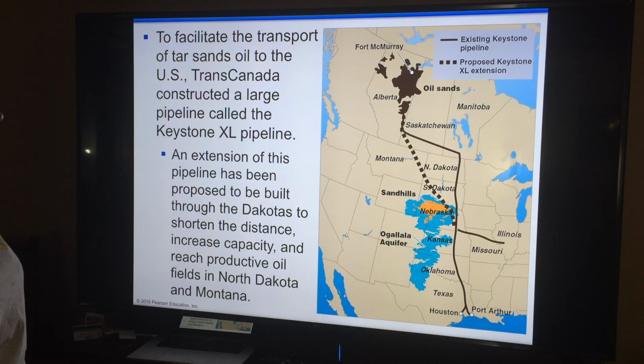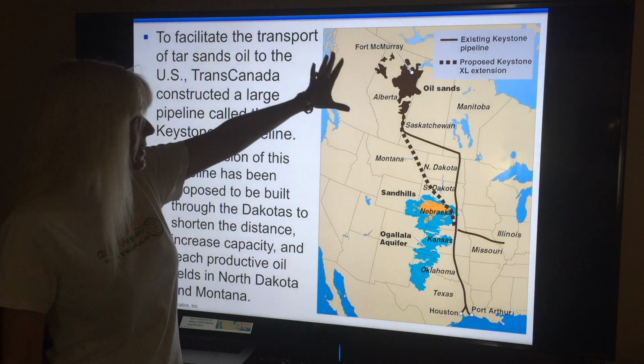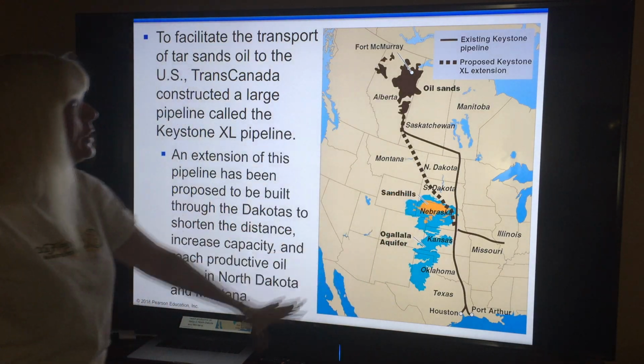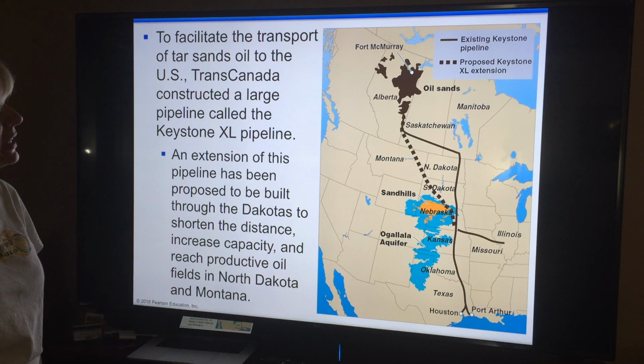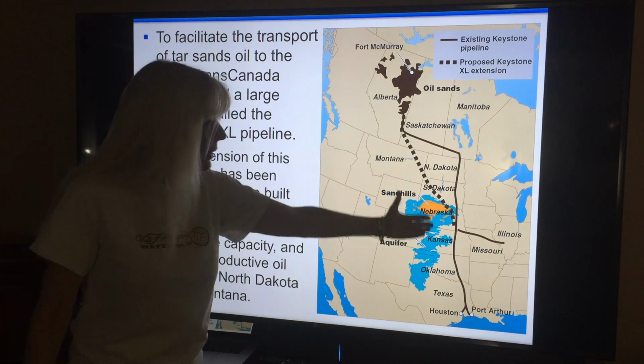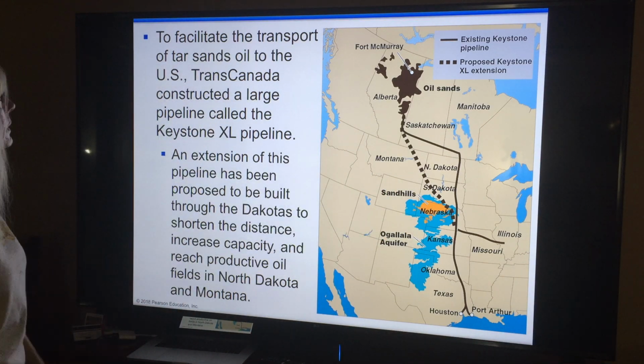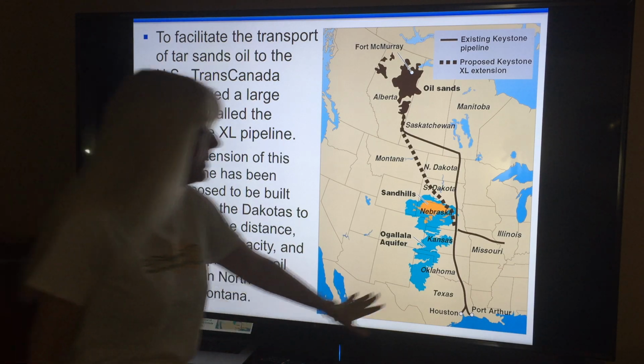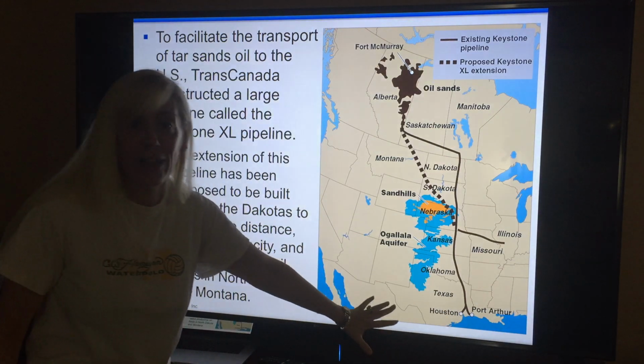To facilitate the transport, here are the oil sands. Here's the proposed Keystone extension, the existing one, and look at what it goes through. So oil to the U.S. TransCanada construction, a large pipeline called the Keystone. We have to take it way down to here because this is where our oil refineries are.